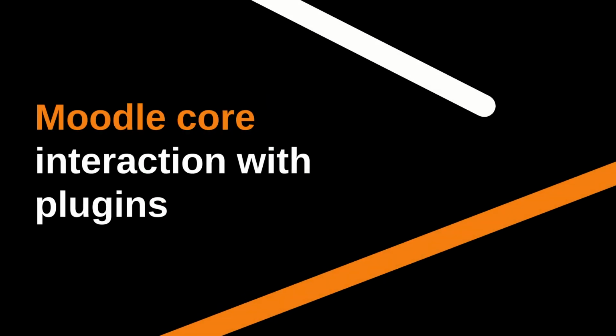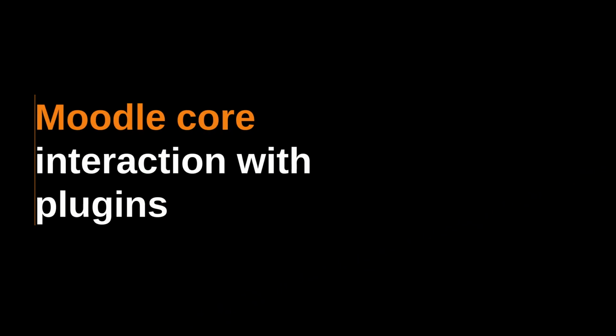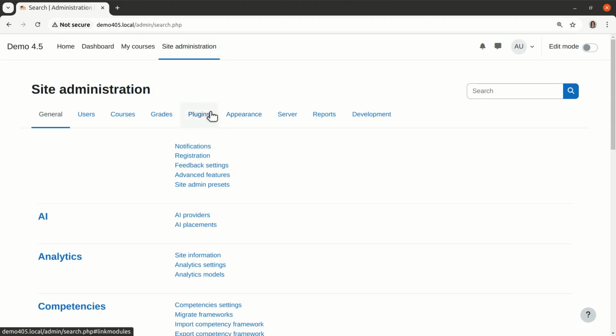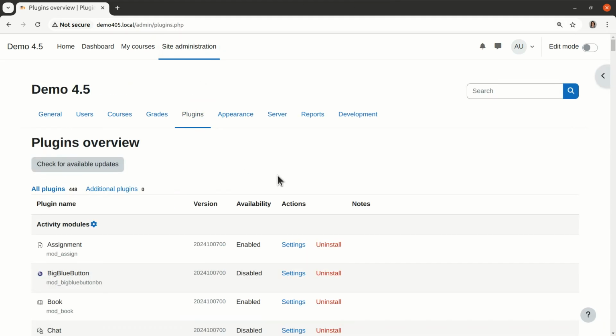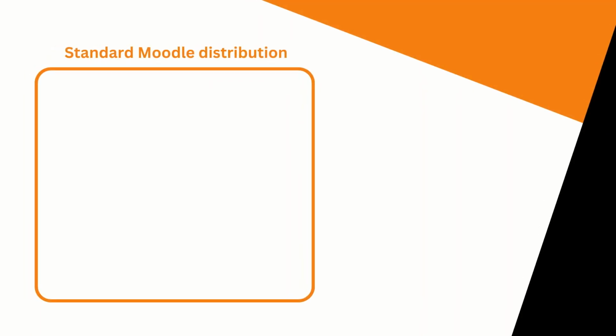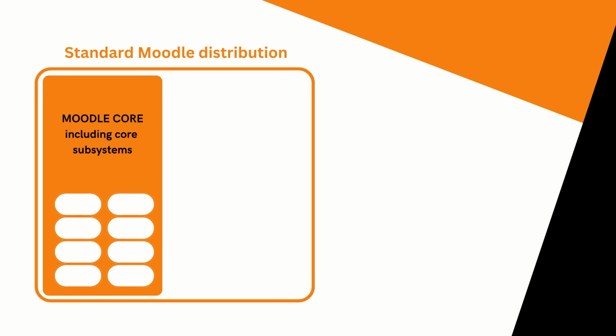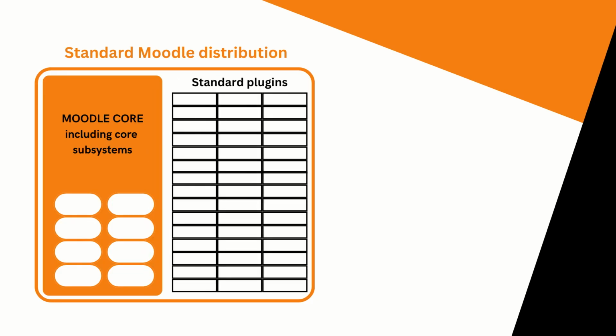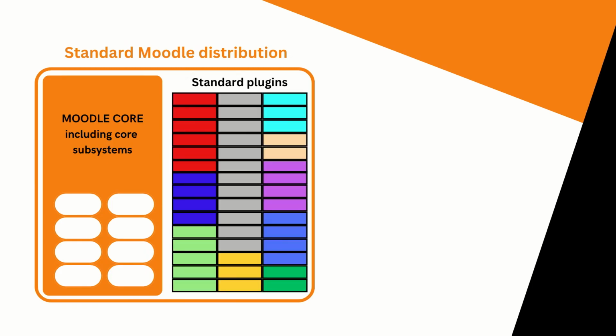Let's talk about Moodle plugins. After a fresh installation of the vanilla Moodle codebase, you'll notice that there are already 448 plugins included. The standard Moodle distribution consists of core subsystems and standard plugins. Plugins are grouped into different types, and as of version 4.5 there are 45 main plugin types.